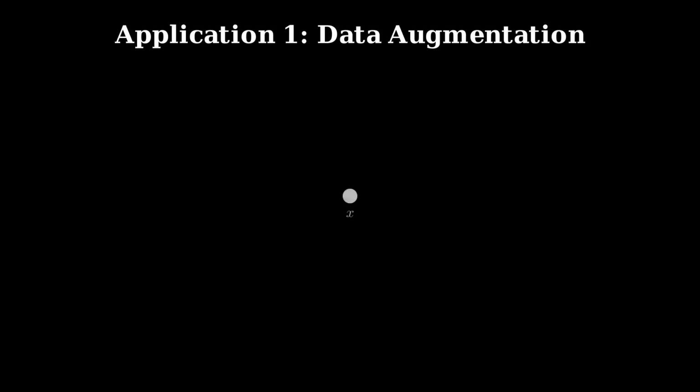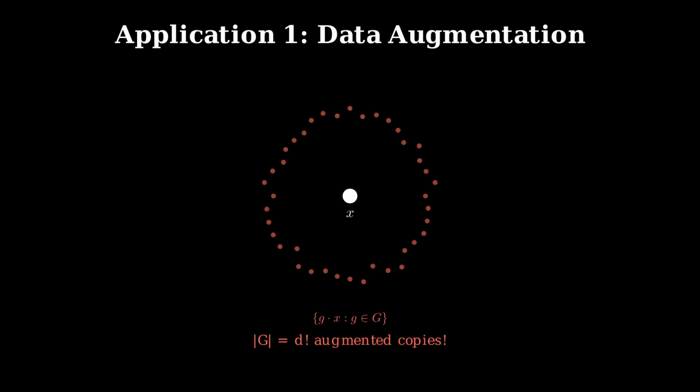The first application is data augmentation. Normally we augment by applying all g in G to each data point. But full augmentation is prohibitive. For S_D, the group has D factorial elements. Can a small subset S achieve the same statistical benefits?